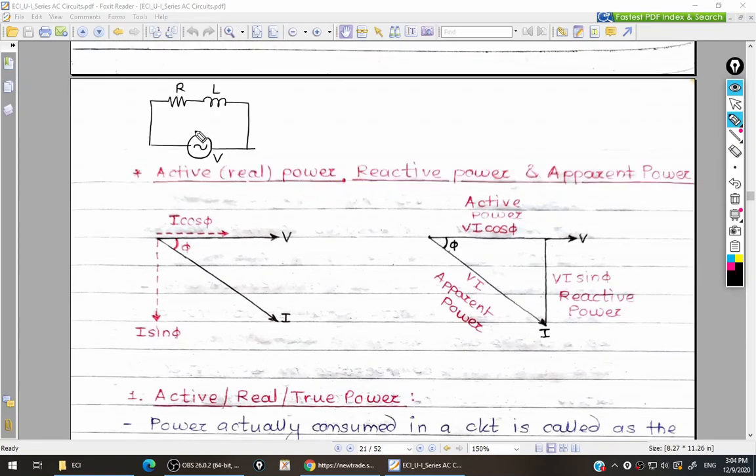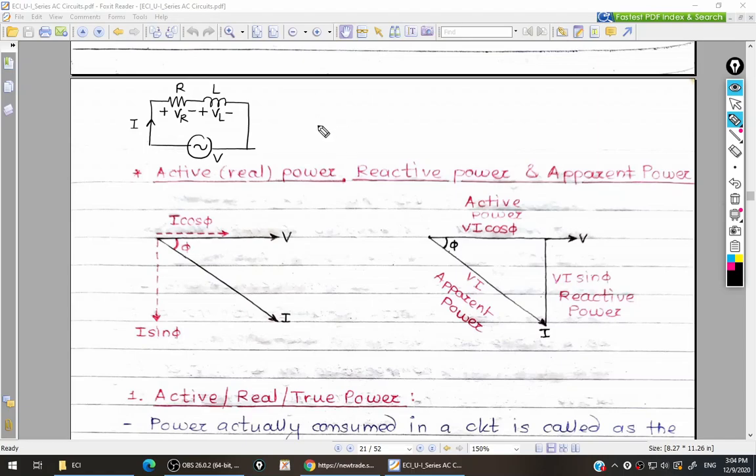So friends, suppose we are having an RL circuit like this. When I turn on this AC power supply, what happens? Current starts to flow through this circuit. When this current passes through the resistor, voltage will drop across this resistor. We are calling it VR. Similarly, voltage will drop across the inductor. We are calling that voltage VL, voltage across inductor.